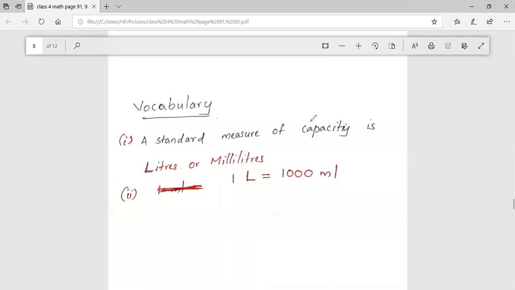Capacity means the amount of liquid. This is called capacity. So the standard measure of capacity is liter or milliliter. So 1 liter means how many milliliters? 1,000 milliliters. 1 liter means 1,000 milliliters.